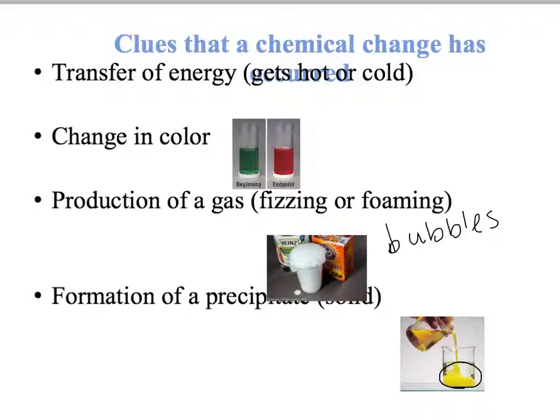So that is a discussion of Chapter 2, looking at matter and the changes in matter. So that is the end of this lesson, and go ahead and do your problems for this, and that's your assignment.